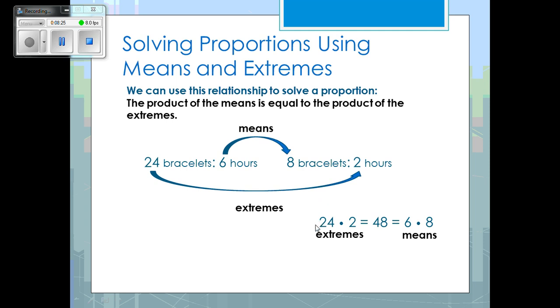Product means multiply. So we're going to take our extremes, 24 times 2. That equals 48. We're going to take our means, 6 times 8. That also equals 48. Because I get the same product for the means and extremes, I know that my proportion is correct.